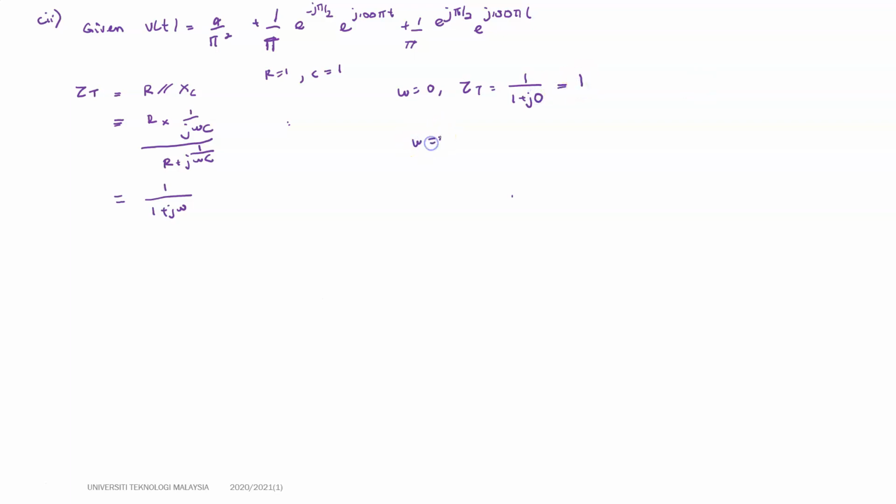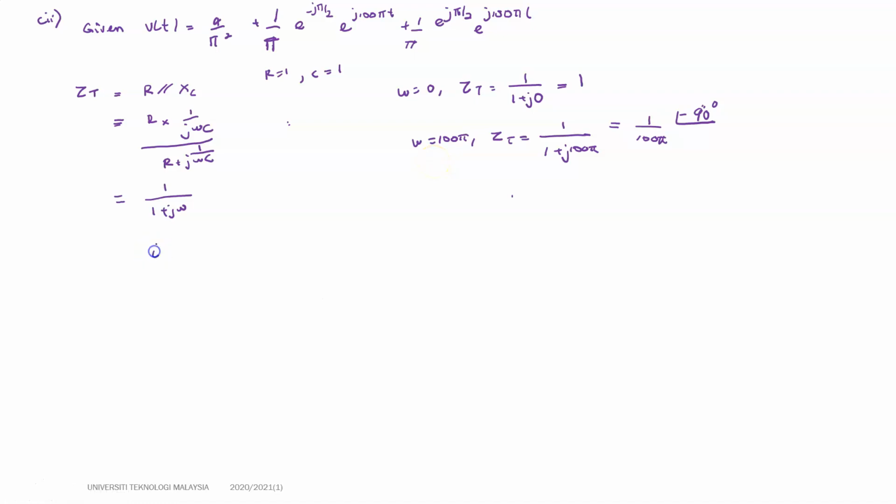And then for omega equal to 100 pi, Zt is equal to 1 divided by 1 plus j 100 pi, which is equivalent to 1 over 100 pi, and actually this one is negative 89.8 degrees. It is almost negative 90 degrees, so I just rounded it to negative 90 degrees. So this is what I obtained. Please let me know if I calculated wrongly anywhere in my steps here. And then from there we can find IT for each of these omega.